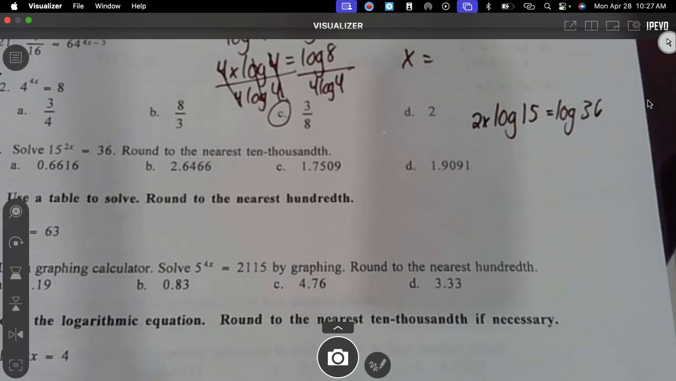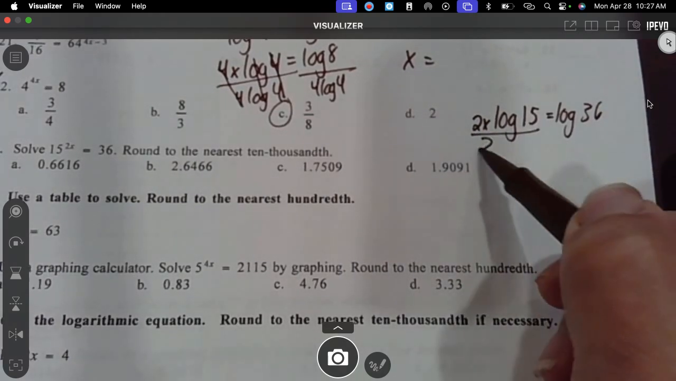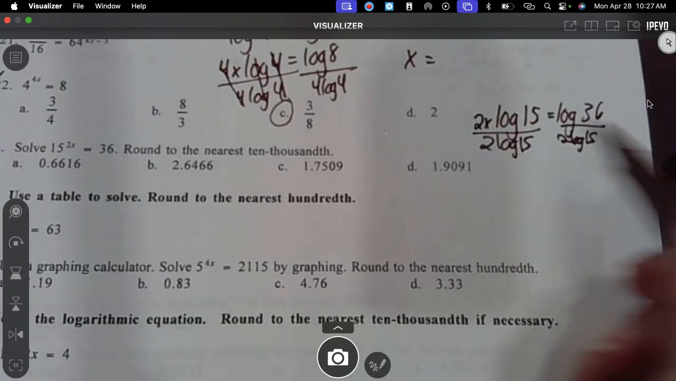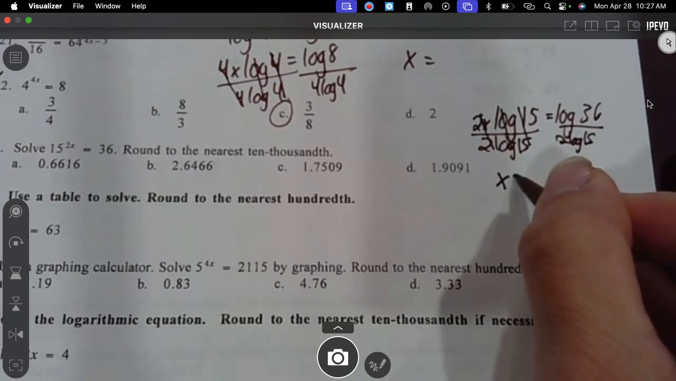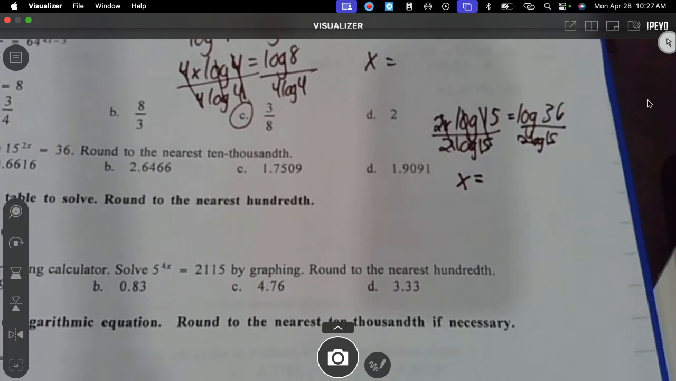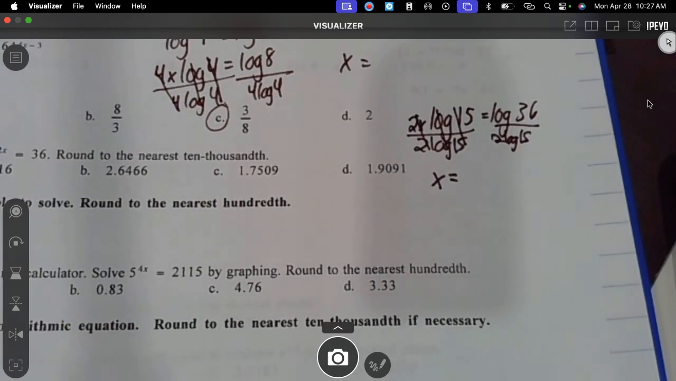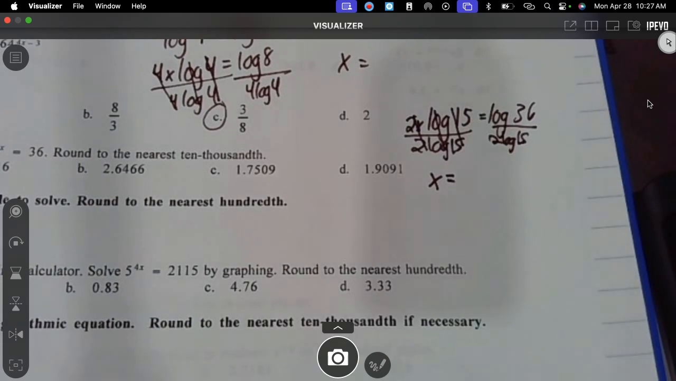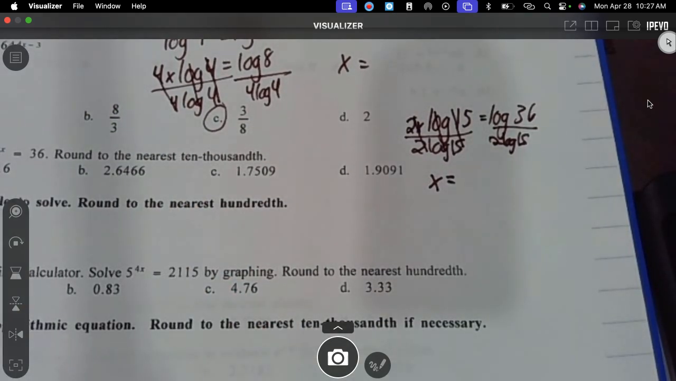Everybody good with that one so far? Then what do we do? How do you solve for x? You gotta divide by 2 log 15. So x equals log of 36 divided by 2 log 15. That's 0.6616, so that is A. Make sure you get A on that one. Type that in your calculator and make sure you can get that.